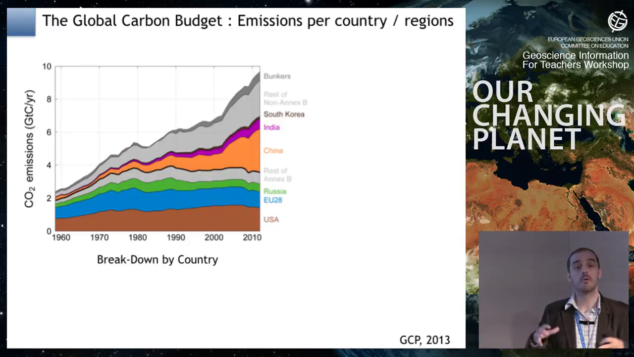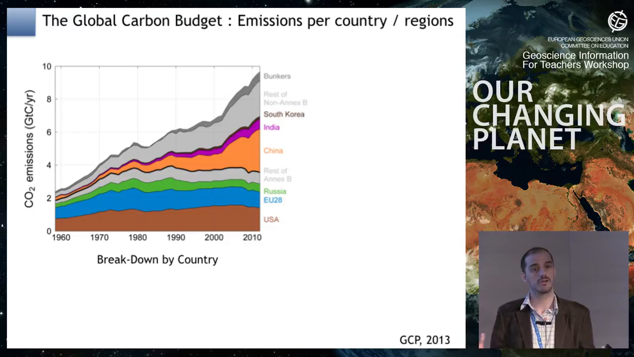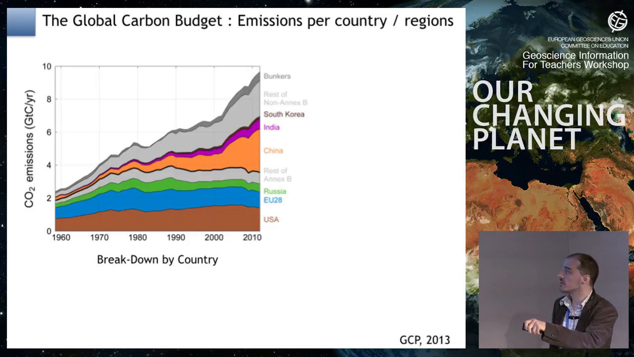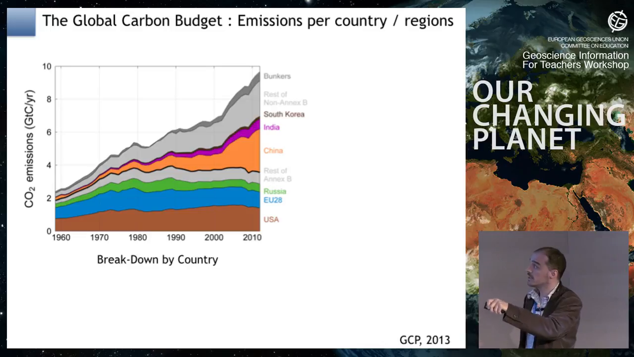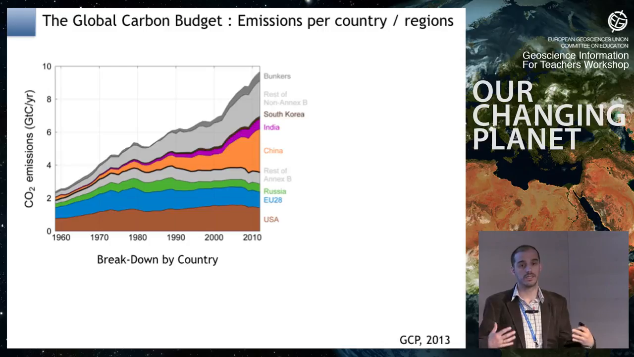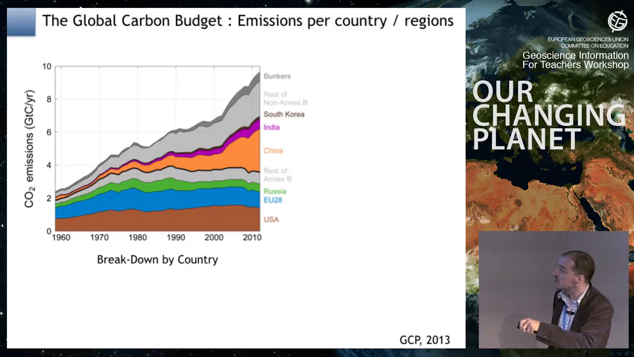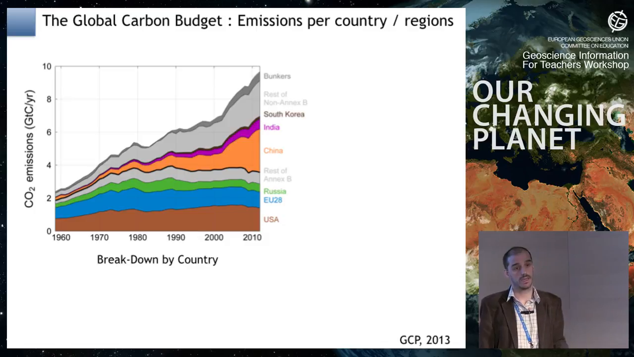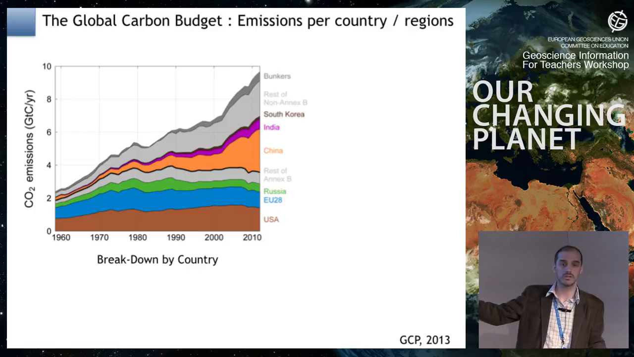Now, we can also decompose the emissions by countries or by regions of the world. And you see here the emissions still in billions of tons of carbon per year, and that's the sum of all emissions, and you have different countries or different regions of the world. The USA here, EU28, Russia, China, India, and so you see the different contributions of the different countries, and you see also the dynamics of these emissions. You see stabilization in the EU or in the United States of America, and you see this big increase in China over the last decades. So that's one way to look at the emissions decomposed by countries.